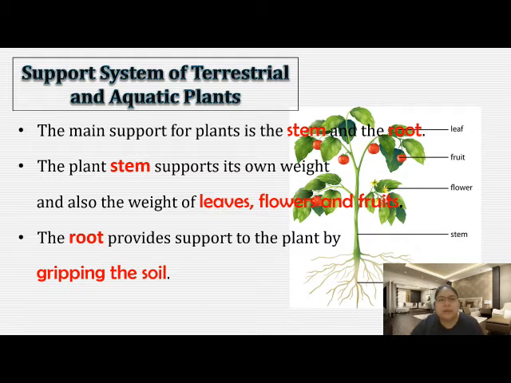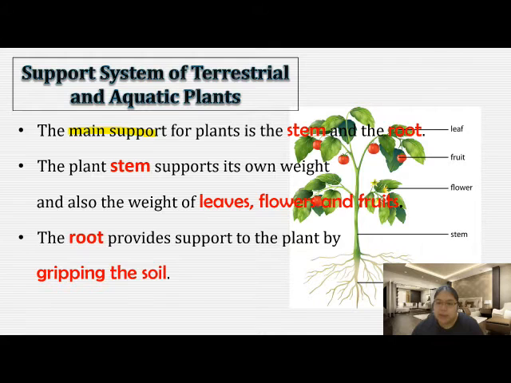Support systems of terrestrial and aquatic plants. So we separate them into two types of plant: terrestrial and aquatic. Let's see the first one. The main support for the plant is the stem and also the roots.